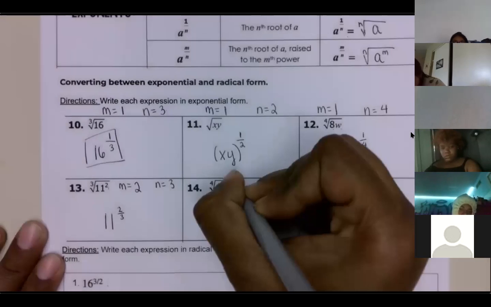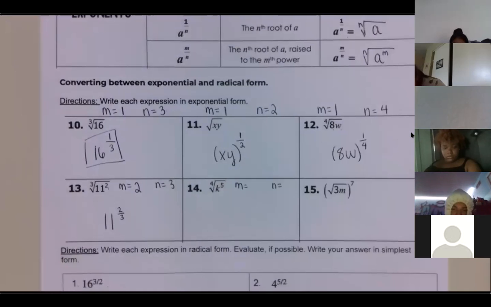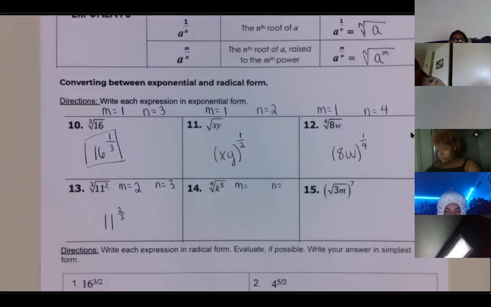All right, number 14, 4th root of k to the 5th. What's your m? What's your n? What do you have for me, Karen? Karen, are you there? I think I started talking to myself.